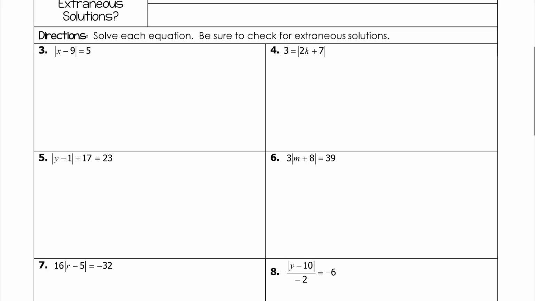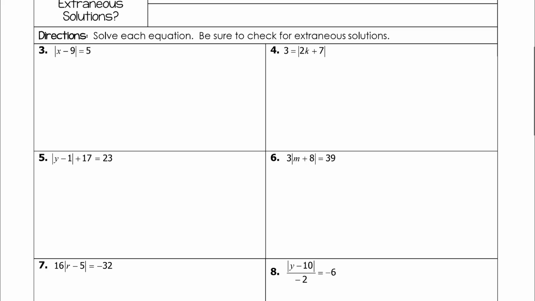When you're doing absolute value equations, the first thing you want to do is make sure you get the absolute value by itself. As long as the absolute value is the only thing that exists on one side of the equation, you're good to go with the next step in the process. We see that in number 3, absolute value is the only thing on the left side of the equation. So what that means is we can continue with the next step in the process.